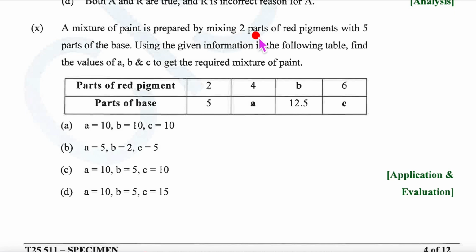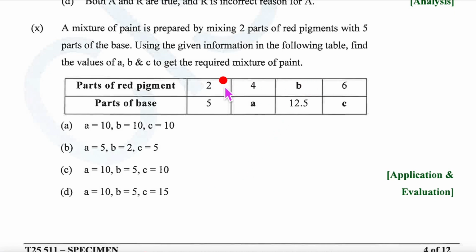Let us look at this. 2 parts of red pigment, 5 parts of the base. And from the table, we have to find A, B, C. So 2:5 is the ratio. So 2:5 will be 4:A. So 2 twos are 4, 5 twos are 10. So A will be 10. So which are the values with 10, 10, 10? So I can choose from A, C and D.